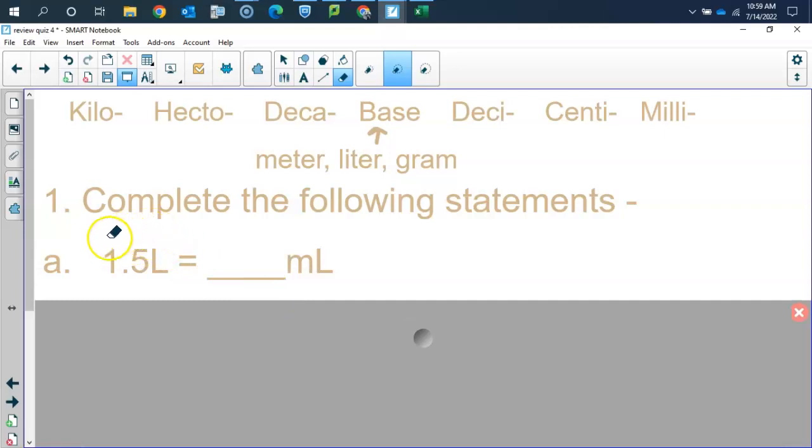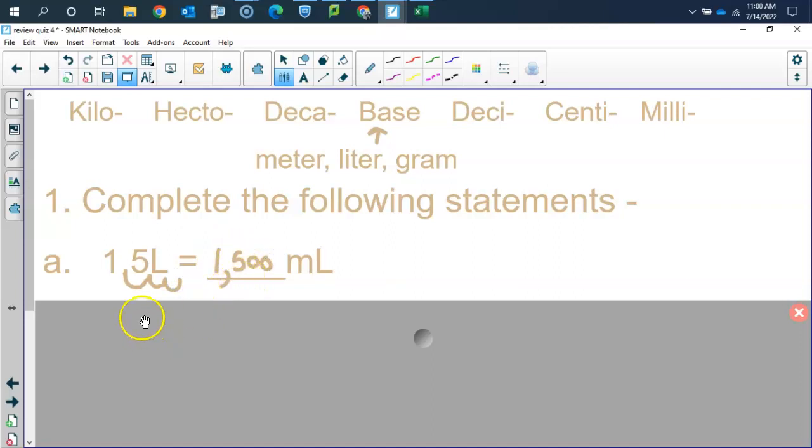First thing I want you to do is 1.5 liters, convert that to milliliters. Go. Well, if you have 1.5 liters, liters is here, we are going to go to milliliters. So we would move 1, 2, 3 to the right. So if I move this 1, 2, 3 to the right, it would be 1,500 milliliters.